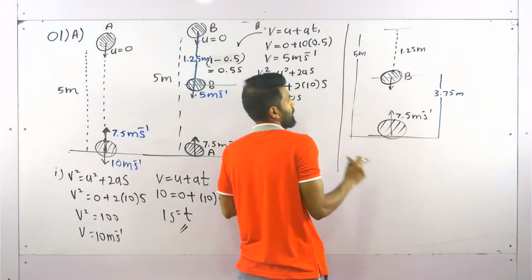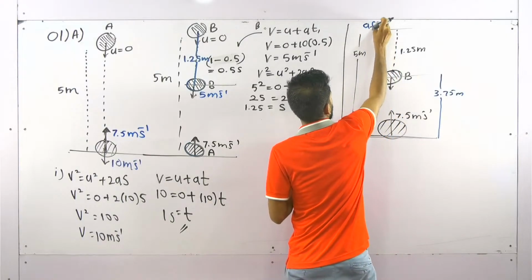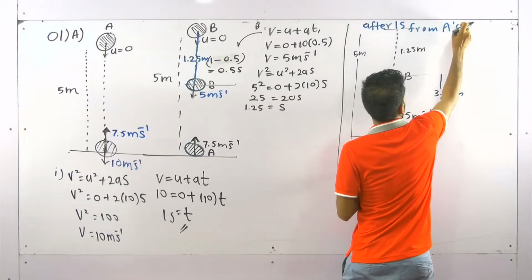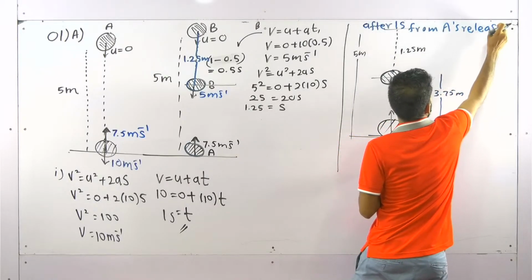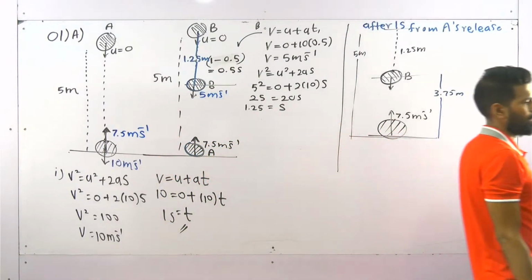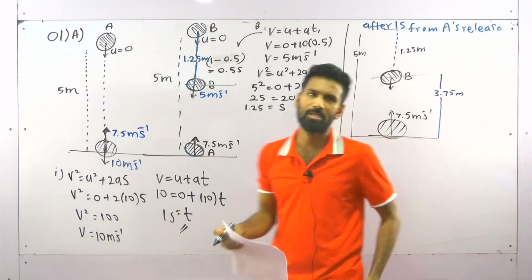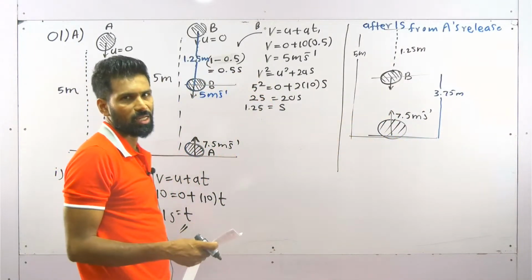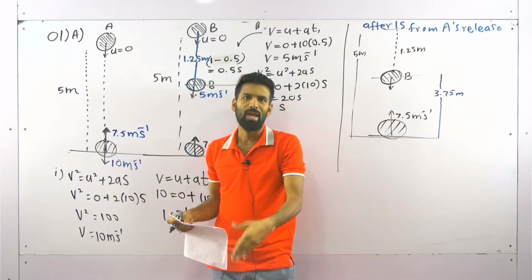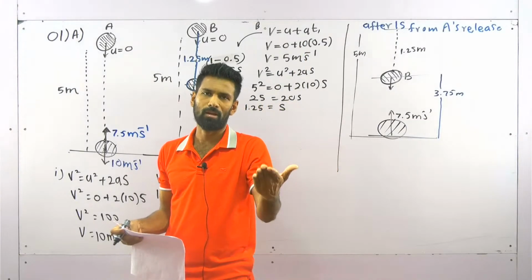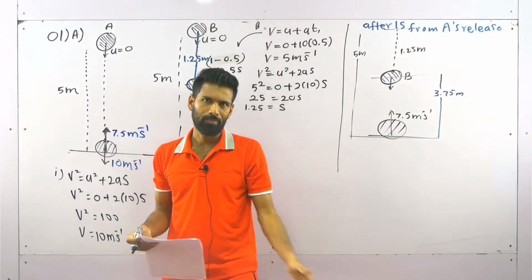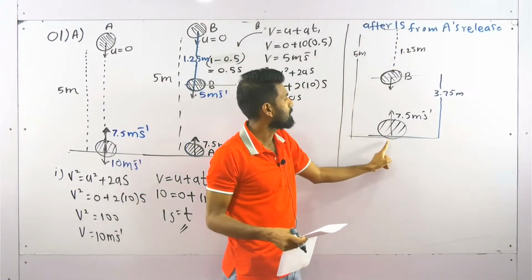Okay, so this is the situation after 1 second from capital A's release. Within 1 second, capital A came to the ground, passing 5 meters, and at the same instant, it bounces back without any time lag. It bounces back with a velocity of 7.5 meters per second after 1 second from capital A's release.